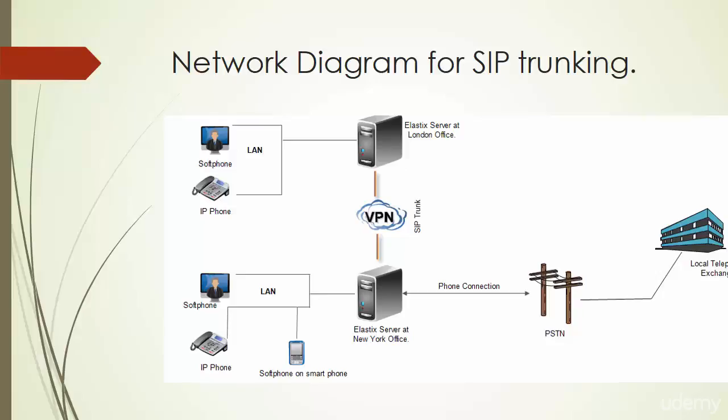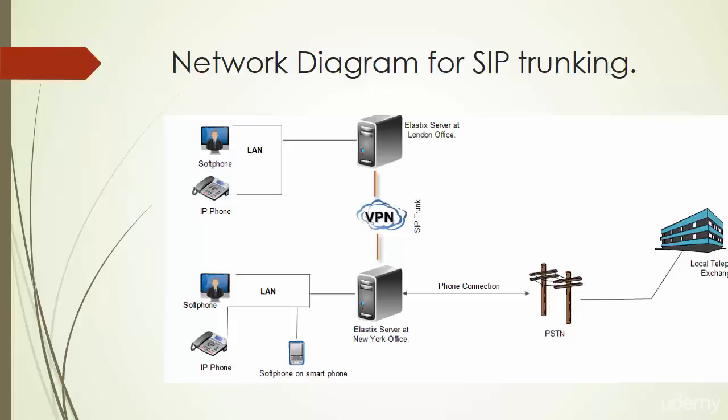And then, as you can see, there is a LAN, our local area network, connected to both of these servers. And on that LAN, we have a PC and IP phones. On a PC, you can install a softphone, and then you can register to one server, our server at London. Similarly, on the server at the New York office, we have a LAN, and we do have a softphone on a smartphone, like a mobile or cell phone. You can install a SIP client, and that can act as your extension. Similarly, we do have softphones and IP phones.